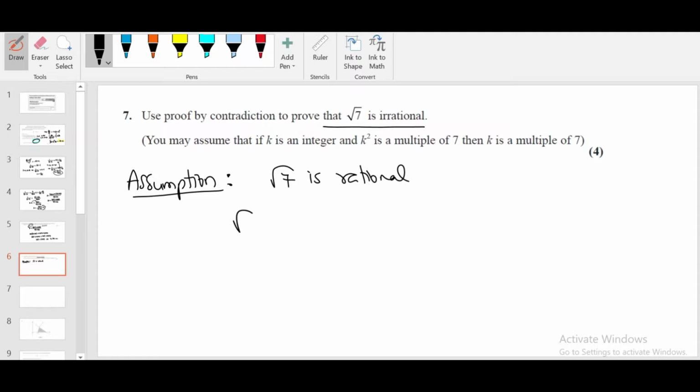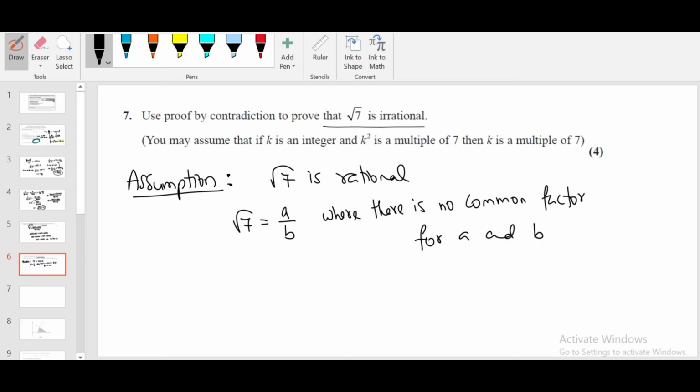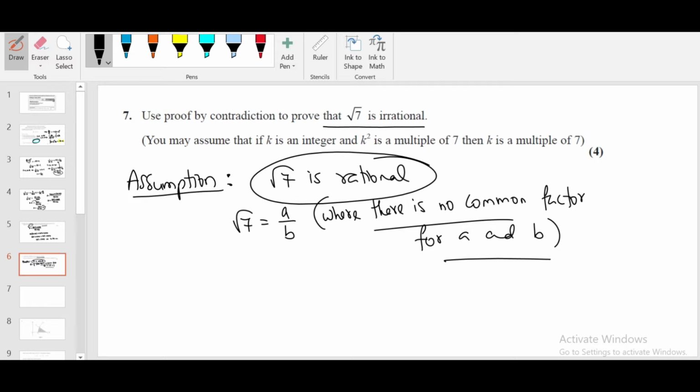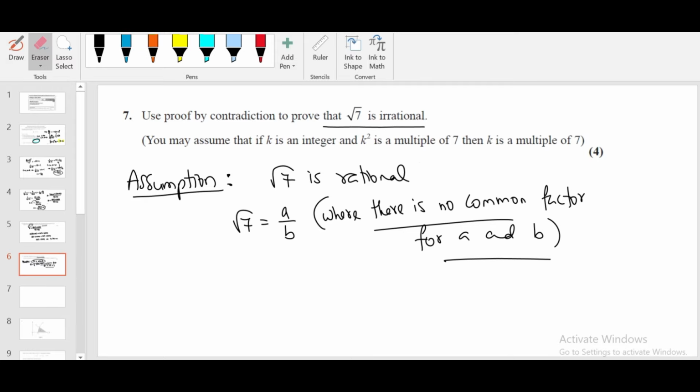If it's rational, you can write it in the form A over B, where there is no common factor for A and B. This is very important. Why it's important? Because we are going to try to prove square root of 7 is rational. We are going to end up getting there is a common factor for A and B. So you can say it contradicts the assumption.